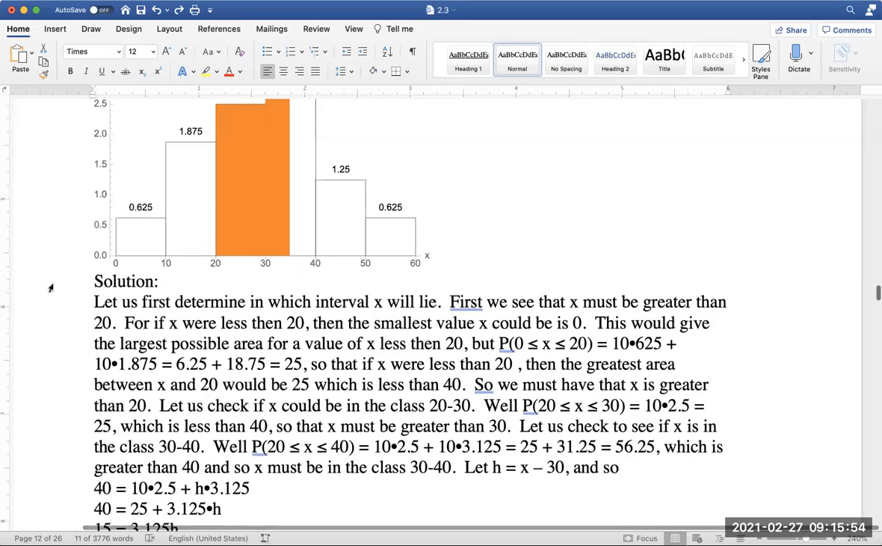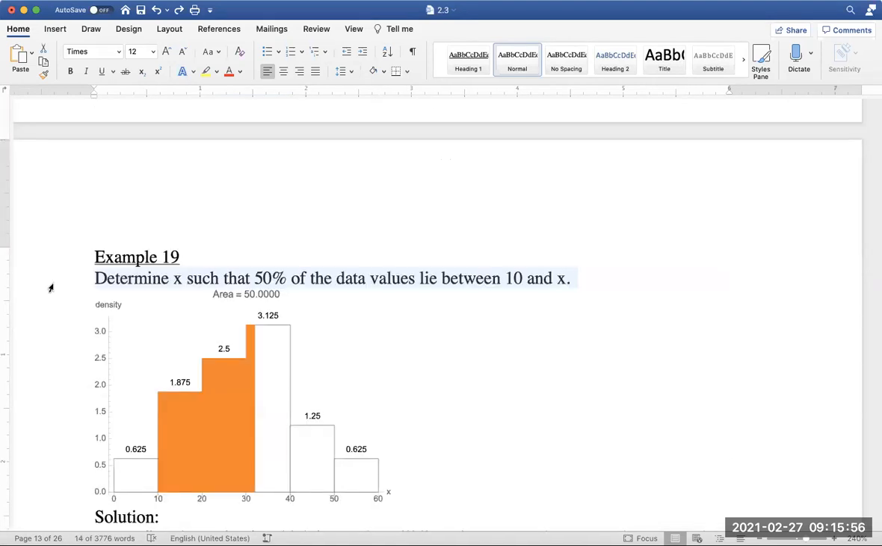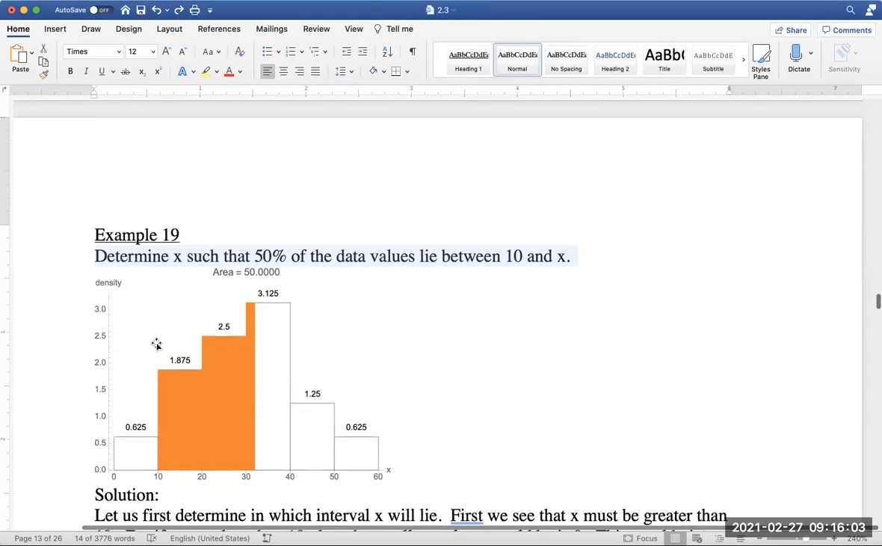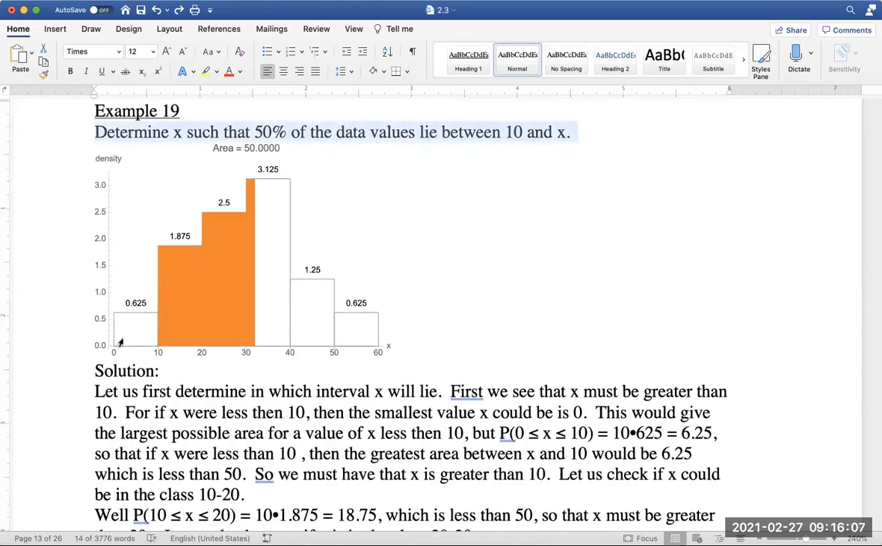Determine X such that 50% of the data values lie between 10 and X. Certainly it can't be to the left. 50 is only 10 times 0.625. Only 6.25% of the data is less than 10. So it must be to the right. Again, let's see which of these bars, which of the classes, I will be in.